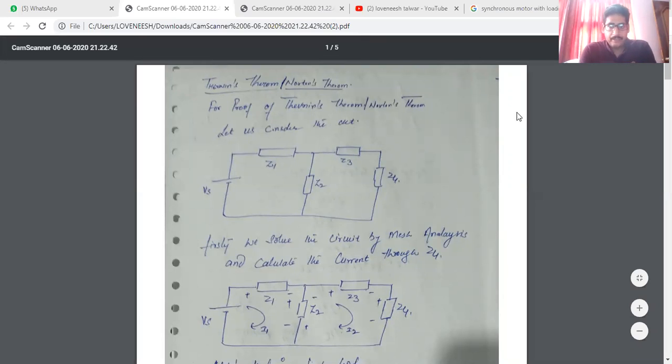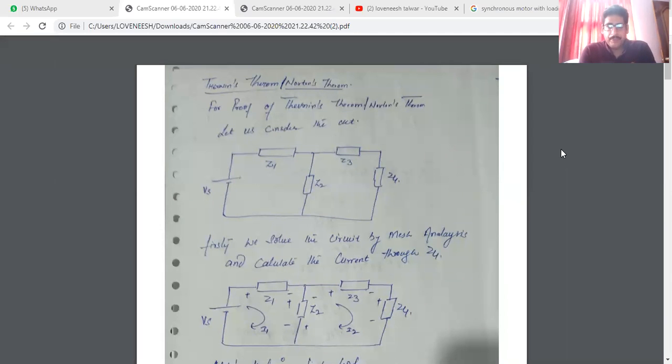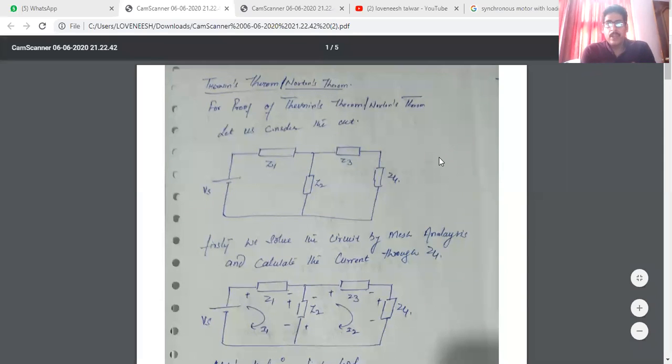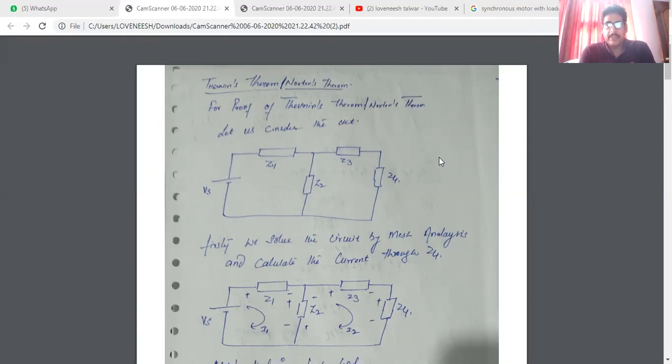Today, I am here with you with one more theorem that we can use in our basic electrical, and this theorem is basically known as Norton's theorem. This theorem is again used to calculate the current or the voltage across any branch, as we had seen in our previous video. That video is related to Thevenin's theorem.